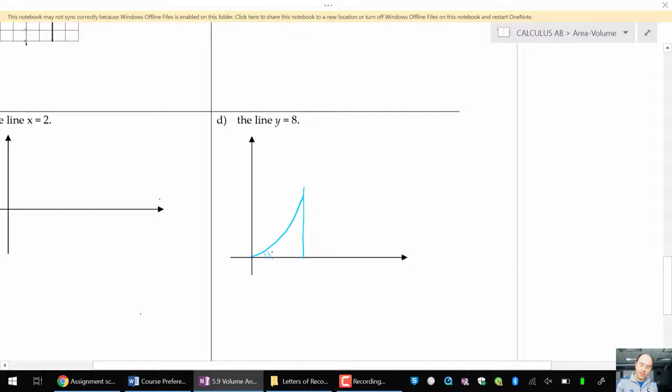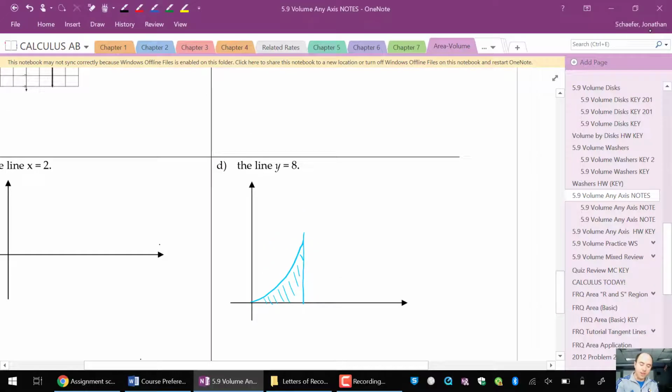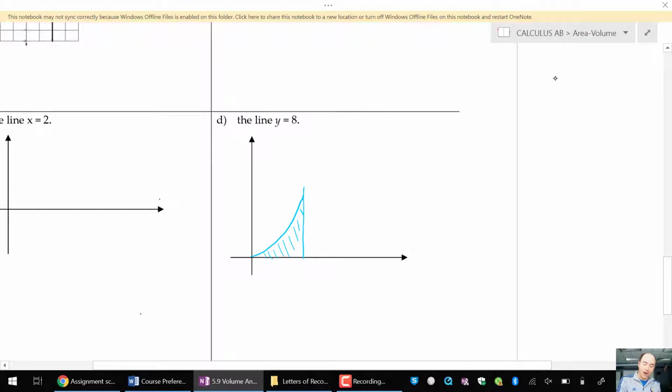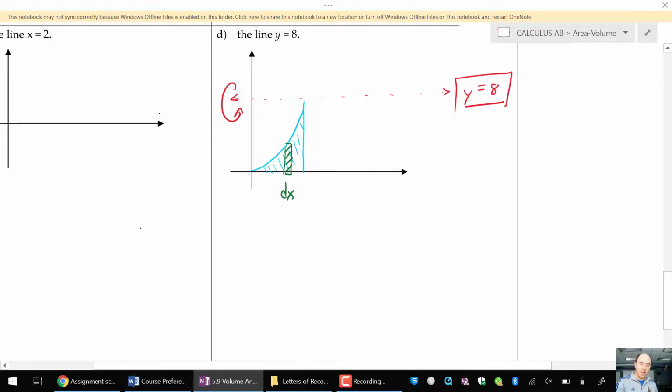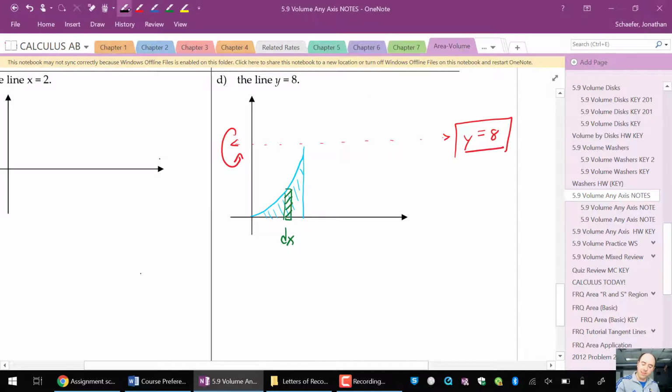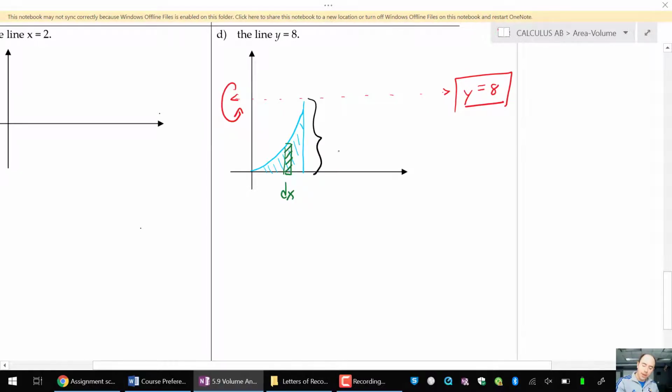Okay, here's the region. And if I want to rotate this around the line y equals 8, I'll graph the axis of rotation, label it y equals 8, put a big rectangular block, and then an arc wheel to show the rotation taking place. I need a vertical rectangular strip. I'll put that right in there. dx thickness. It's going to be a washer problem. Let's find the outer radius and the inner radius. Here's capital R, and then up here would be lowercase r.